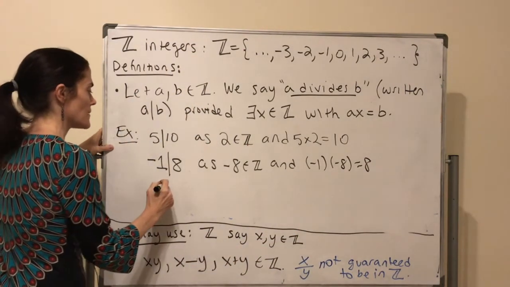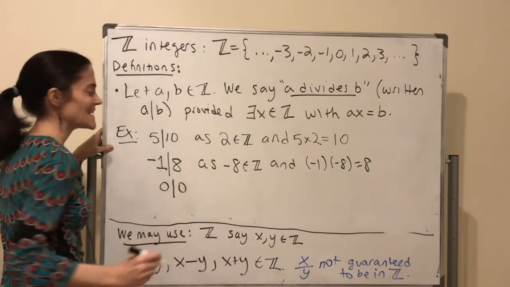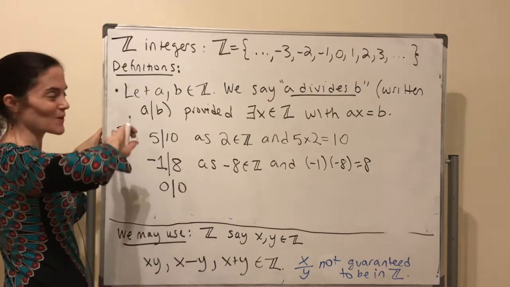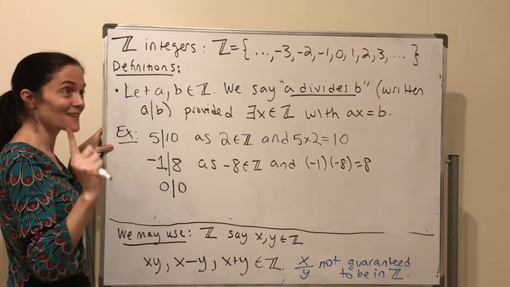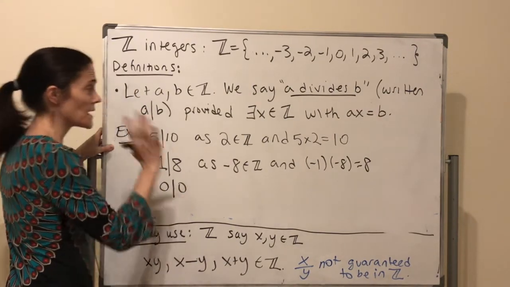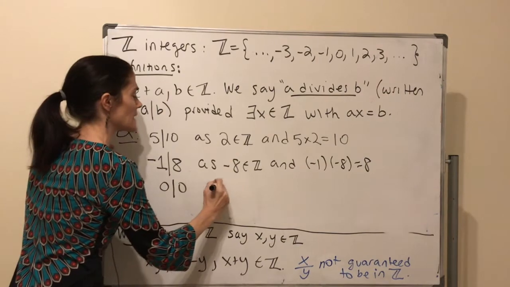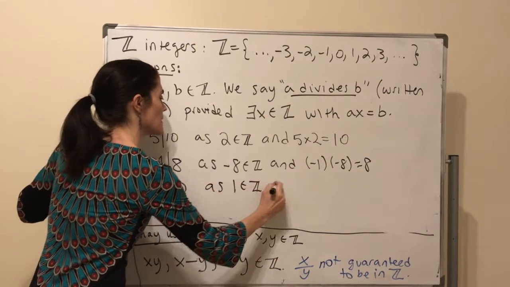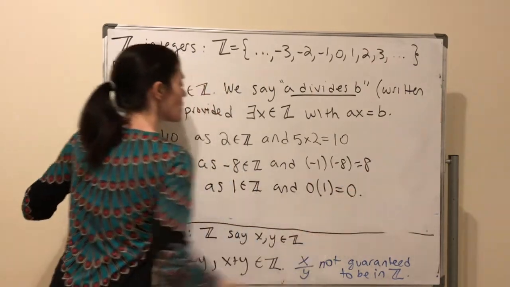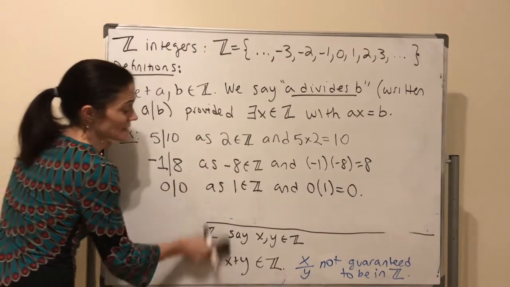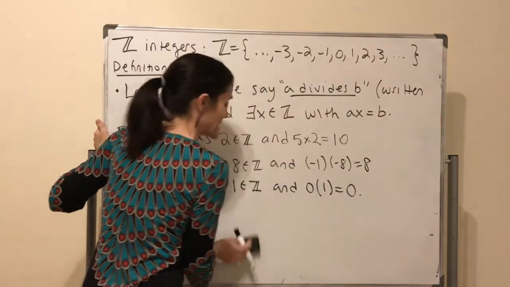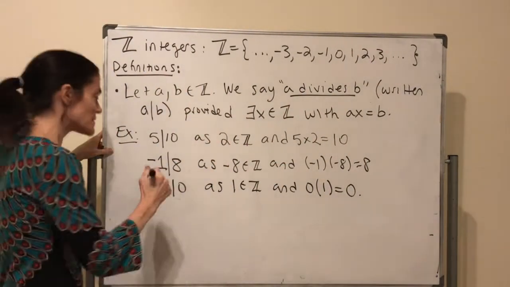We also have, let's see, 0 divides 0. Now this one, you don't want to think 0 over 0 is an integer, right? That wasn't the definition of divides, but this is true. The definition, well, take anything. 1 is in Z, and 0 times 1 is 0. Well, what else can I say? Just as a comment, not every integer divides every other integer.